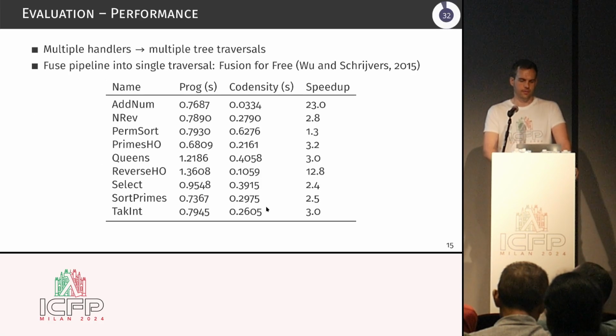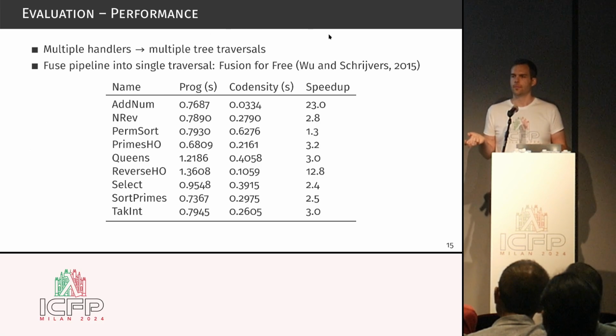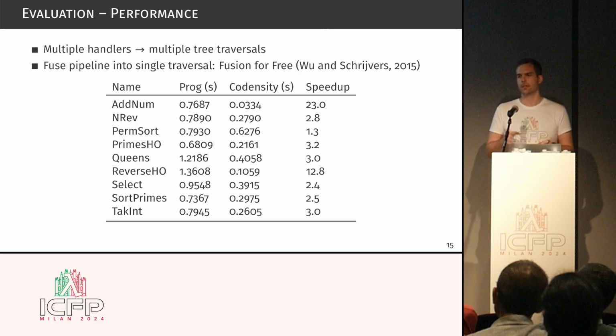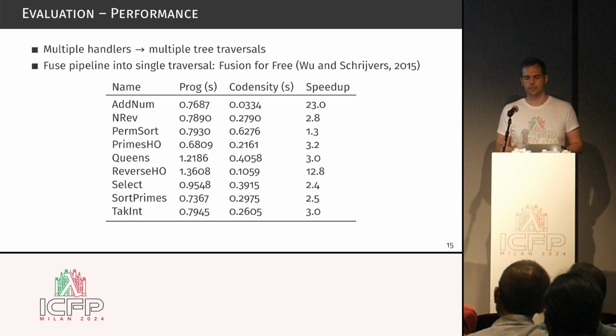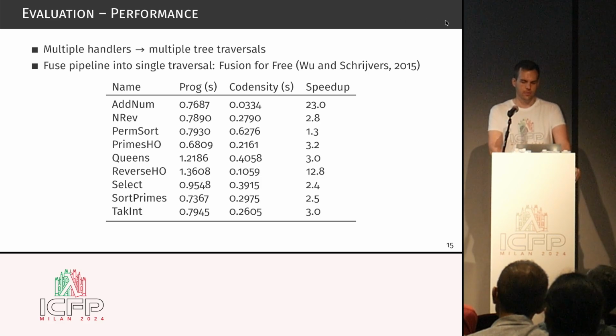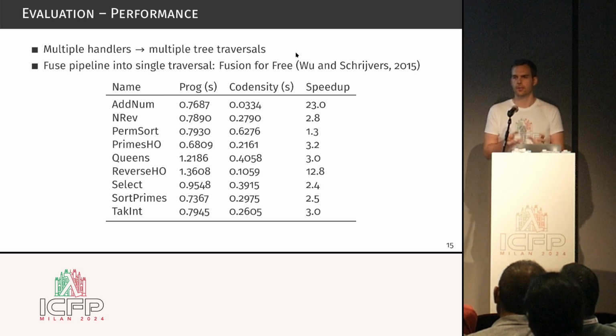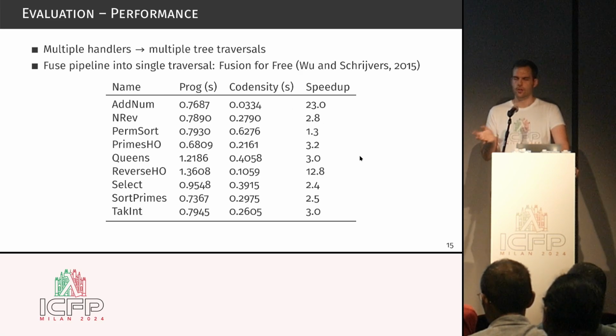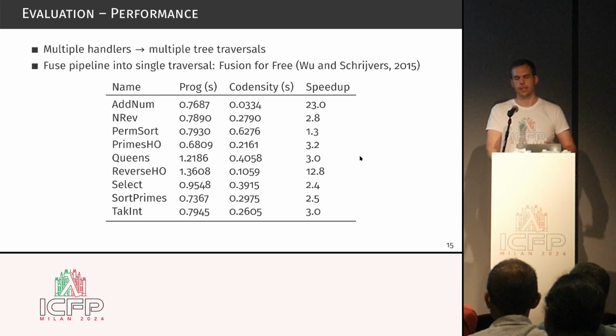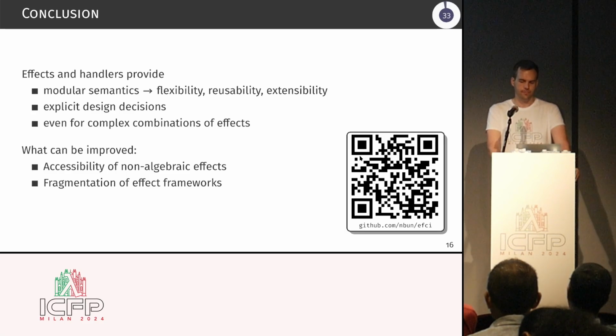And also I quickly had a look at the performance. As you can imagine, having multiple handlers run in a pipeline means that I'm traversing the tree multiple times. You can do something like fusion for free to fuse that into a single pipeline, and this gives a considerable speedup, ranging from, I think, 1.3 to 23 with an average of around 3. So that's not necessarily a problem.